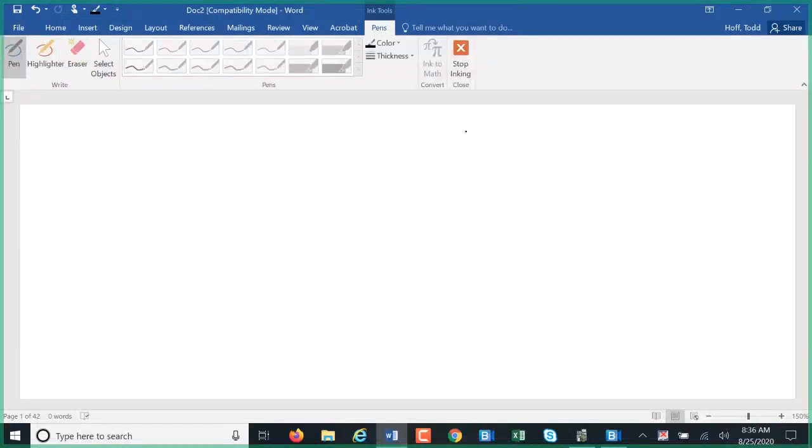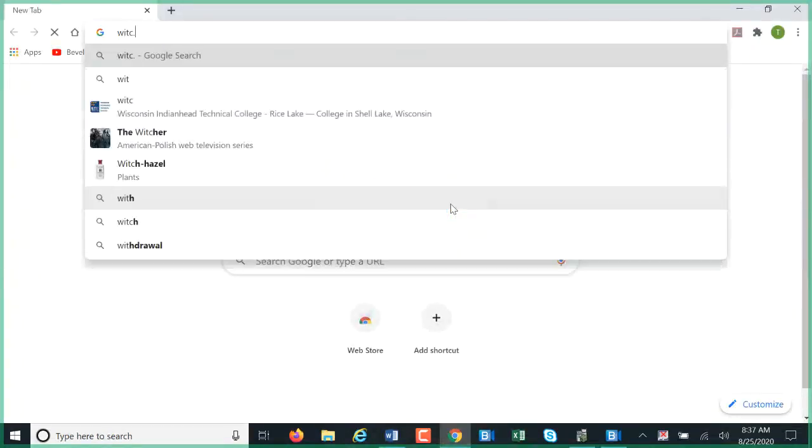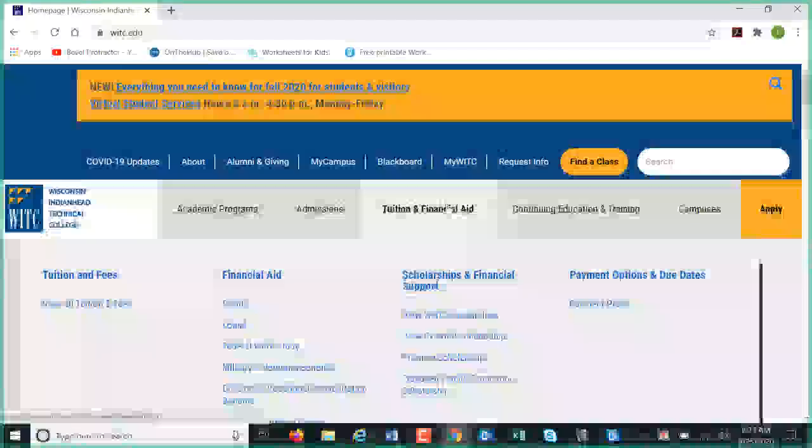So anyway, let's go ahead and get started with our administrative stuff. Just a show of hands, how many of you have used Blackboard? Nobody. So this is one of those groups that usually hasn't used Blackboard much. So let's go through how to get into Blackboard. So if you go to any web browser, go to witc.edu. Brings you to our home page.